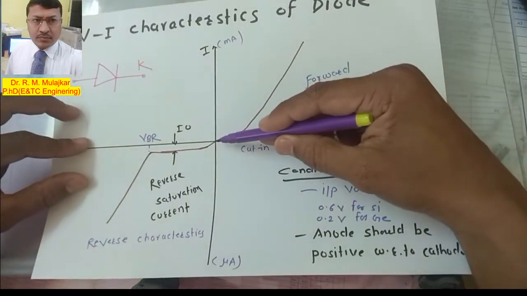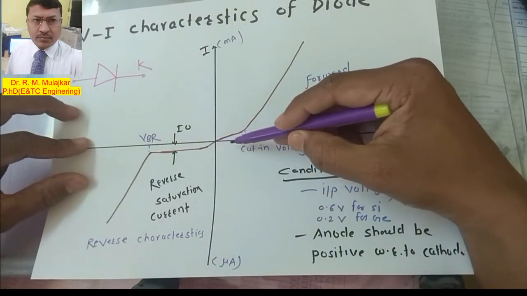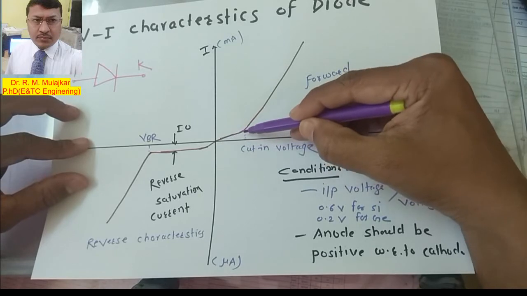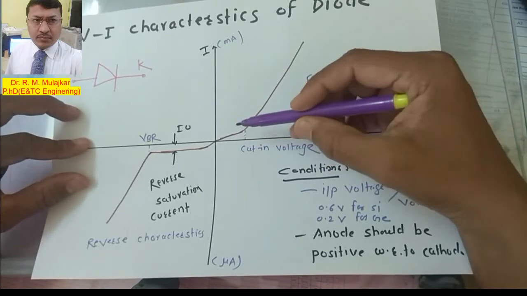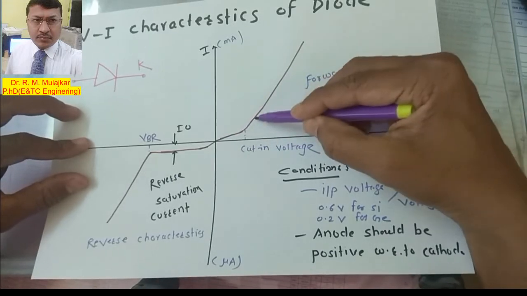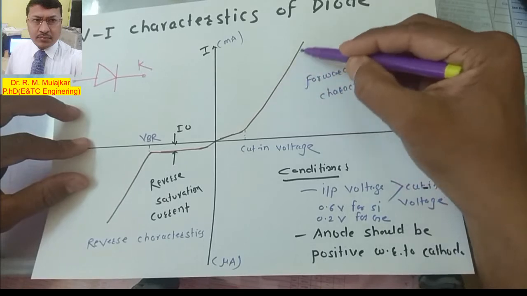Now, in this case, initially we apply some voltage, and after that, when the voltage becomes greater than the cut-in voltage, the current starts to flow through the diode.